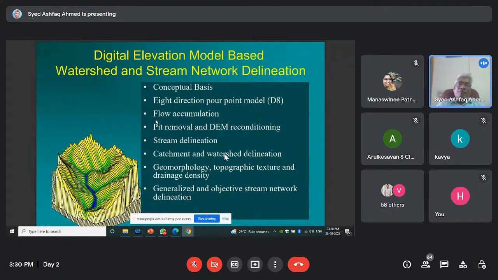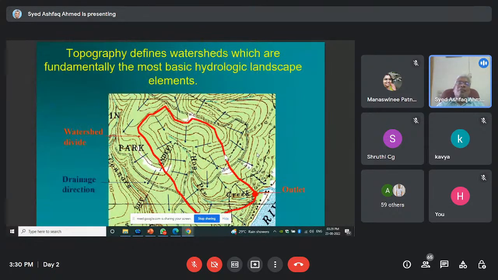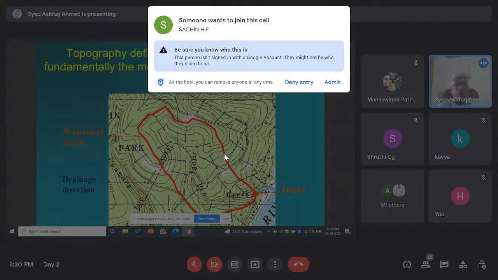analysis we have to apply, like flow accumulation for removal of pits. If there are any abnormalities in the DEM, then those processes you have to finish, and then you can delineate the watershed. So we will study them one by one. There are different aspects. We can delineate the watershed using the topo sheets that are available with us, and this is a tedious process because you have to map them manually.